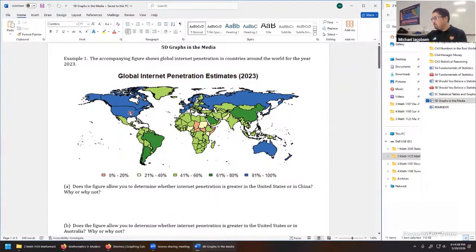And based on that, United States is in this category, 81% to 100%. China is in the category 61% to 80%. We don't know where they are in that category. They could have been 79.999% for all we know, but we just know that they're in this category. That means we can determine this. We can say yes.